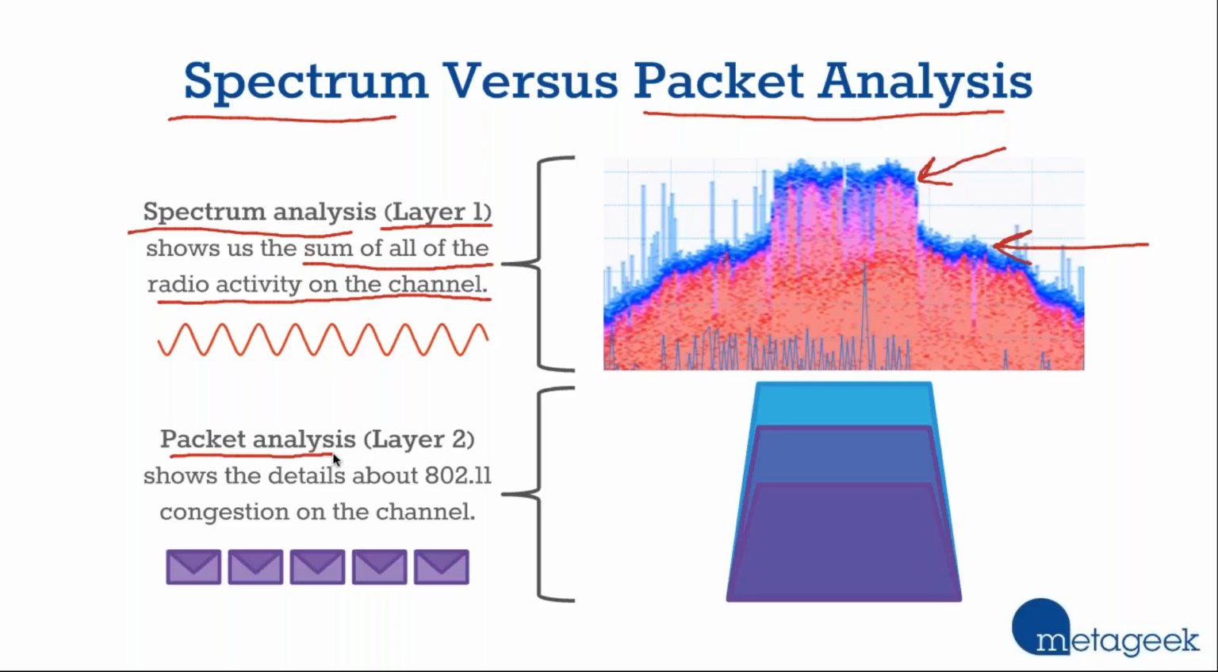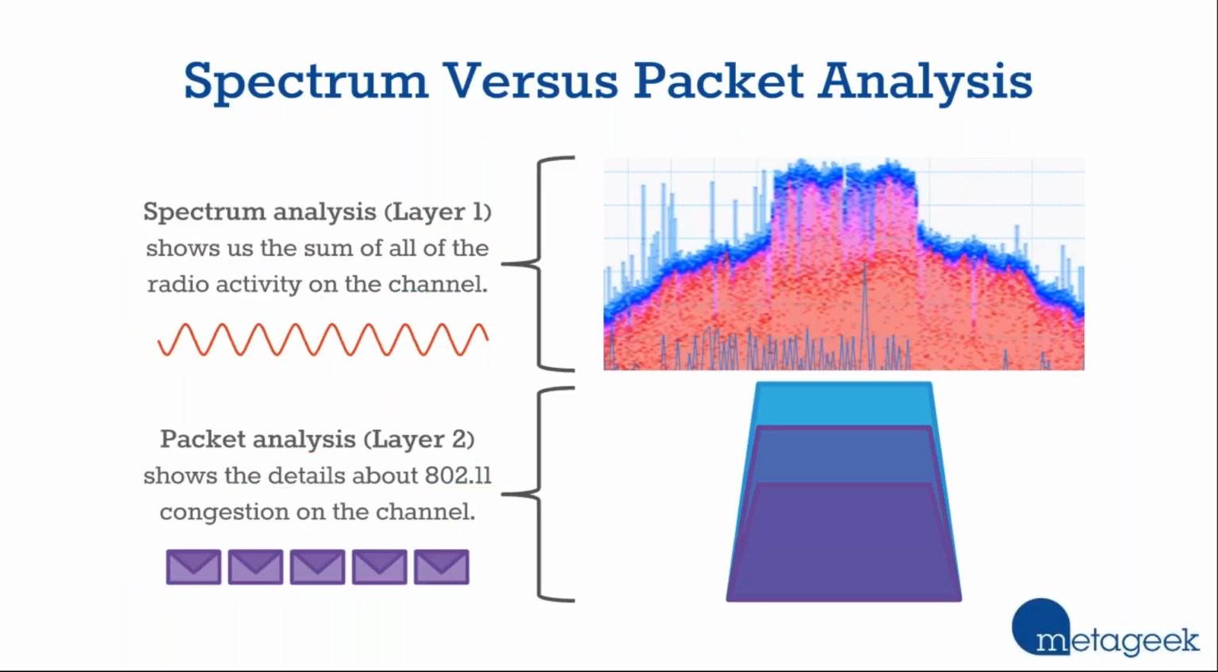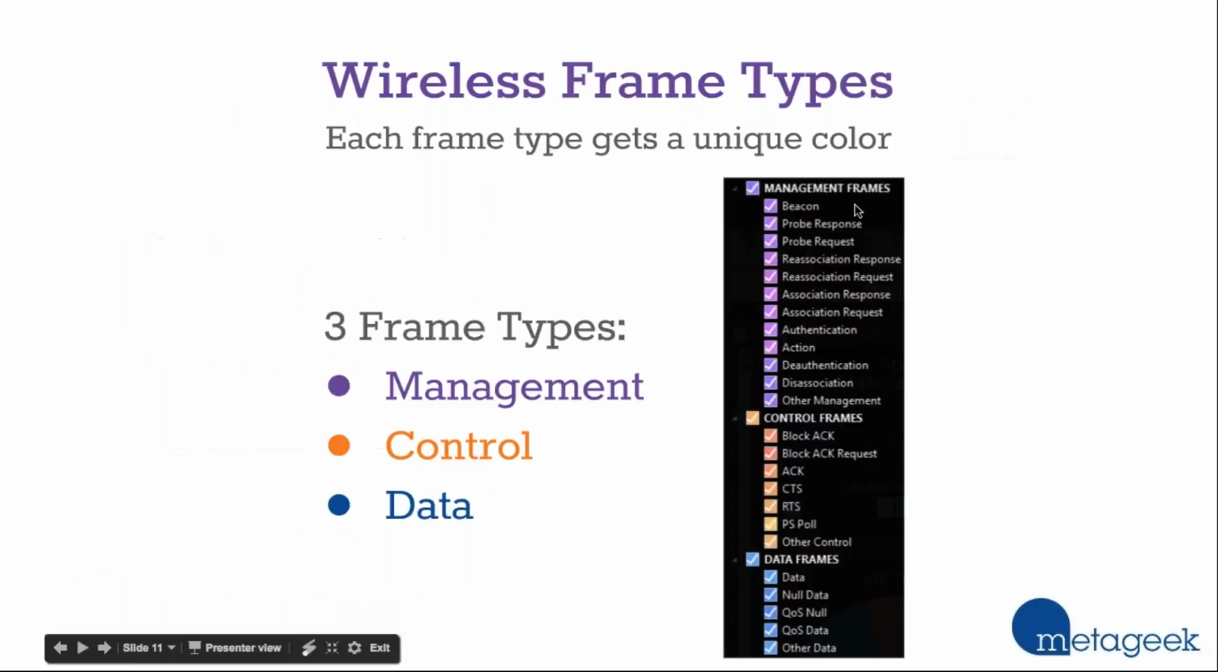With packet analysis, that's moving up to layer 2, we're actually going to decode all of that activity. Instead of just looking at the radio waves, we're going to decode that, and that's going to show us the details of all of the 802.11 congestion on that channel. Think of it like this. Spectrum analysis shows us the raw radio frequency activity. It basically shows us a bunch of radio waves. With packet analysis, we're actually going to look at those pieces of information that those 802.11 devices are passing back and forth between each other. That's the difference between spectrum analysis and packet analysis.